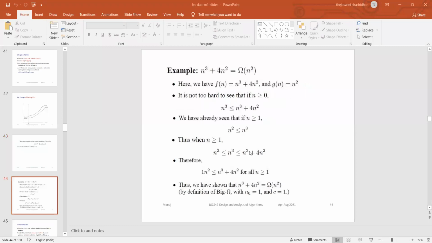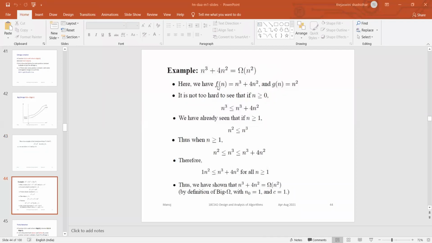So now you come to this particular problem. Here we are going to prove, keep this one example: n cube plus 4n square is equal to big omega of n square. Just before going for the problem, check: the higher order is n cube, here the order is n square. So n cube is greater than n square, so you can prove that.